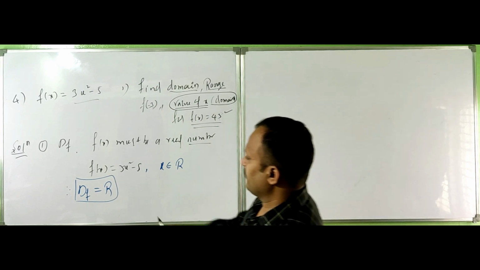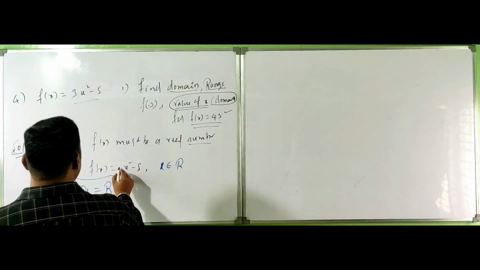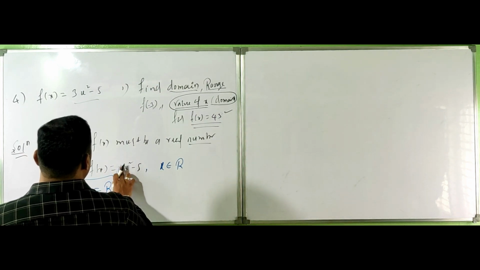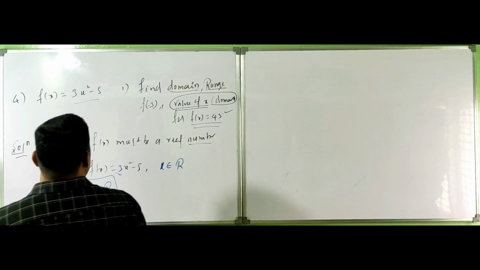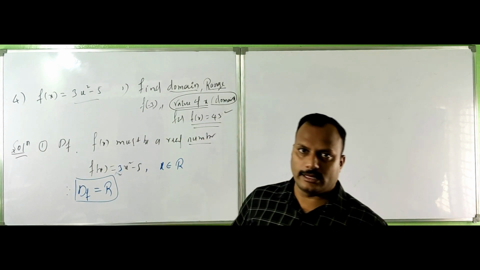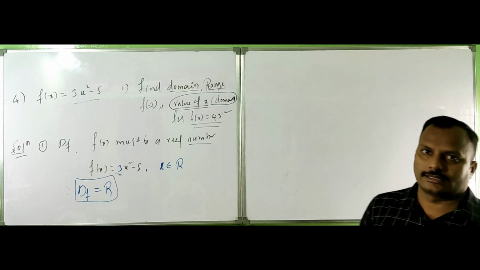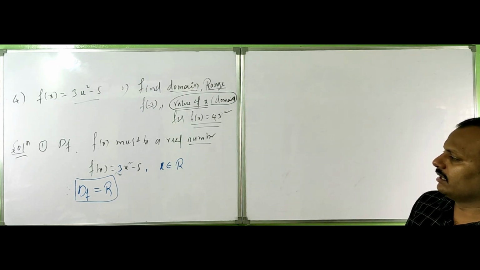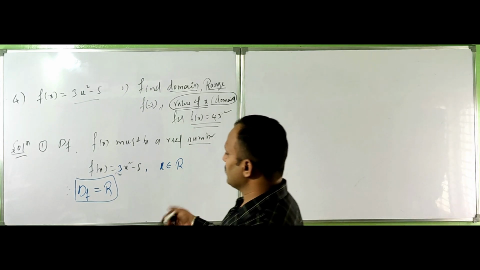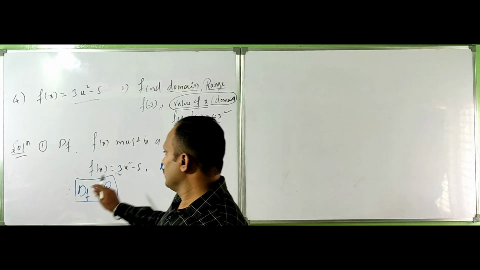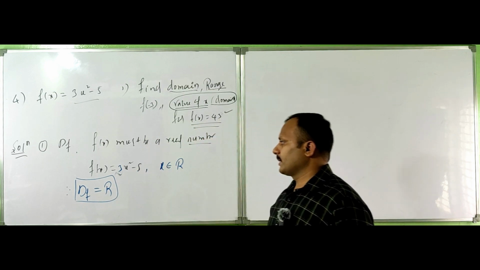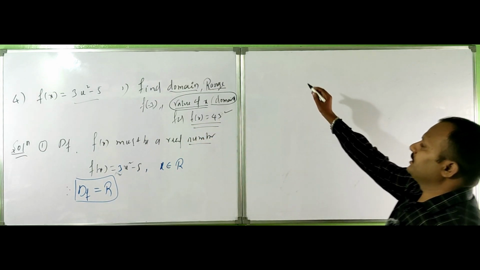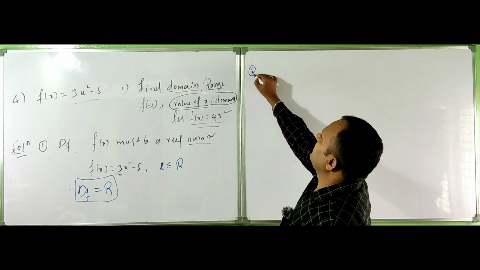I'm repeating: here there is no condition on the value of x, so you can take any value of x as the domain. You have the freedom to take any values because there is no restriction. The second one is the range. Find the range.